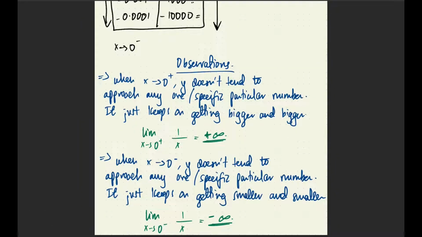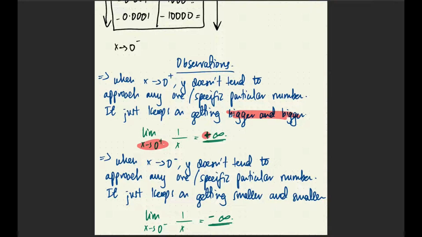So in the examples that we just saw, we could make a few observations. We saw that when x approaches 0 from the right-hand side, y doesn't tend to approach any one specific number, right? It just keeps on getting bigger and bigger. And since it keeps on getting bigger and bigger, how we can represent this is that we can say that the limit as x approaches 0 from the right is equal to positive infinity because it gets bigger and bigger. That's why we say positive infinity. So when a limit is equal to positive infinity, it means that as x is approaching that particular number, y is just getting bigger and bigger. It doesn't tend to approach any single number.